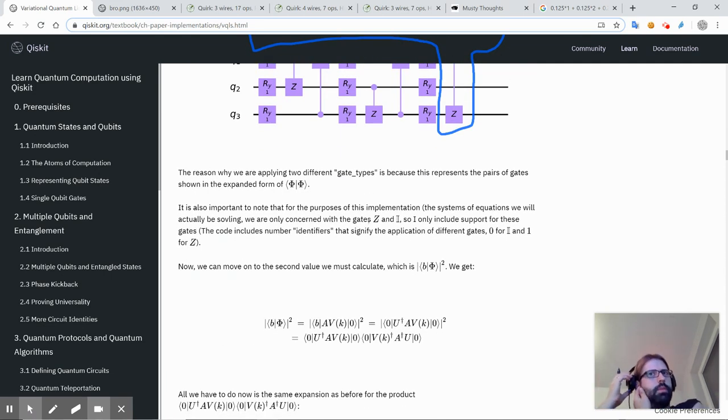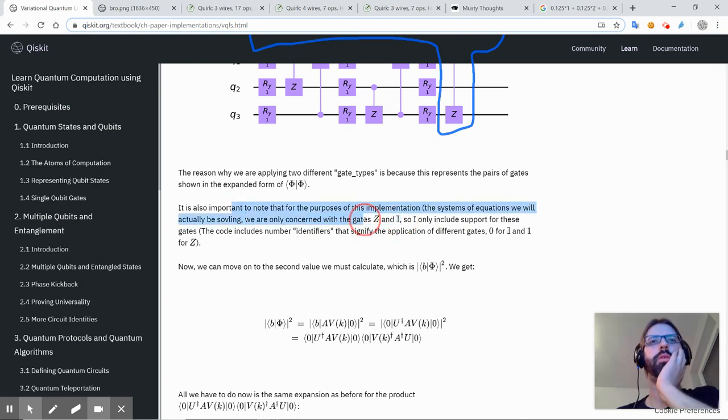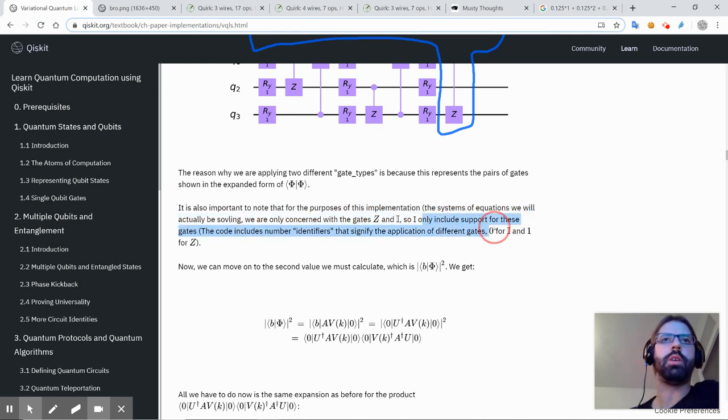Actually, sorry, I'm only concerned with the gates Z and I. It's also important to know that for the purpose of the implementation, the systems of equations we will actually be solving, we are only concerned with the gates Z and I, the identity, so I only include support for these gates. The code includes number identifiers for the application of different gates: 0 for I and 1 for Z.